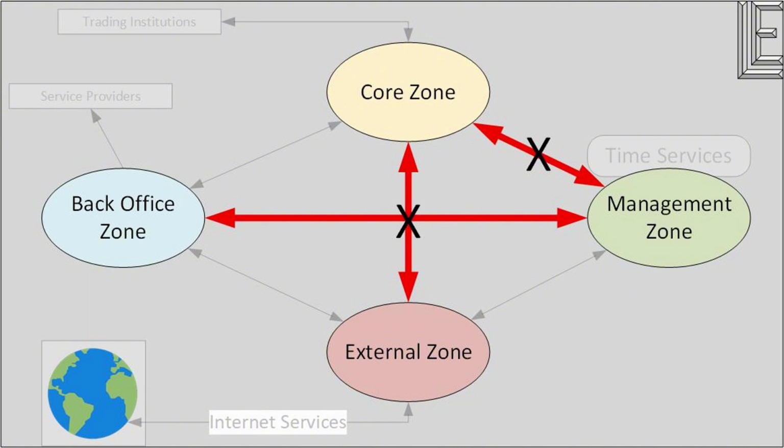The connectivity shown in this diagram is generally prohibited. Direct communication between the external and the core zones is not permitted due to the inherent security risks. Connectivity between the management and back office or core zones is also not needed because every server in the back office and core zones will also have an interface in the management zone.